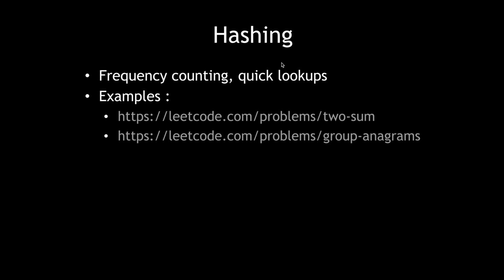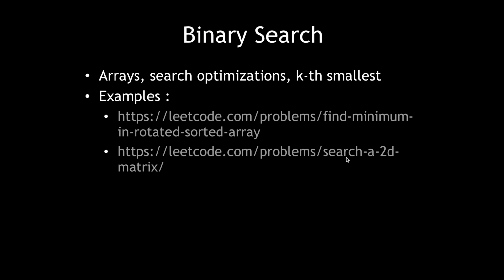The fourth pattern is called hashing. It's great for frequency counting, quick lookups, and avoiding nested loops. Examples would be two sum and group anagrams. The fifth pattern would be binary search. It's not just used for arrays, but it's also used in search optimizations and problems involving k smallest. Examples would be finding minimum in rotated sorted array, searching in a 2D matrix.